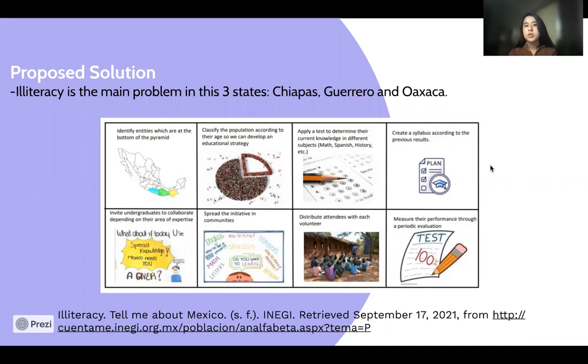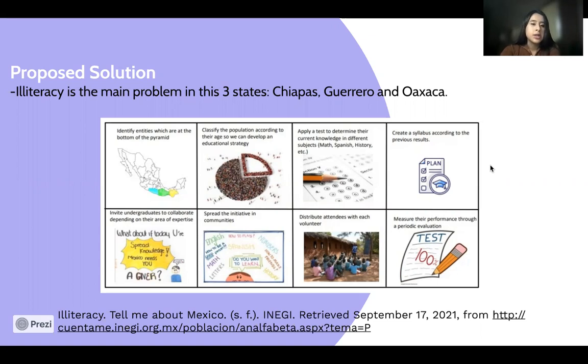When we had to investigate a problem in our society, we found out that education was one of the most important in our society. So we started looking up information in the records, and we found out that the main problem was in these 3 states: Chiapas, Guerrero, and Oaxaca. So we needed to come up with a solution, and we developed a system. So this is our prototype.